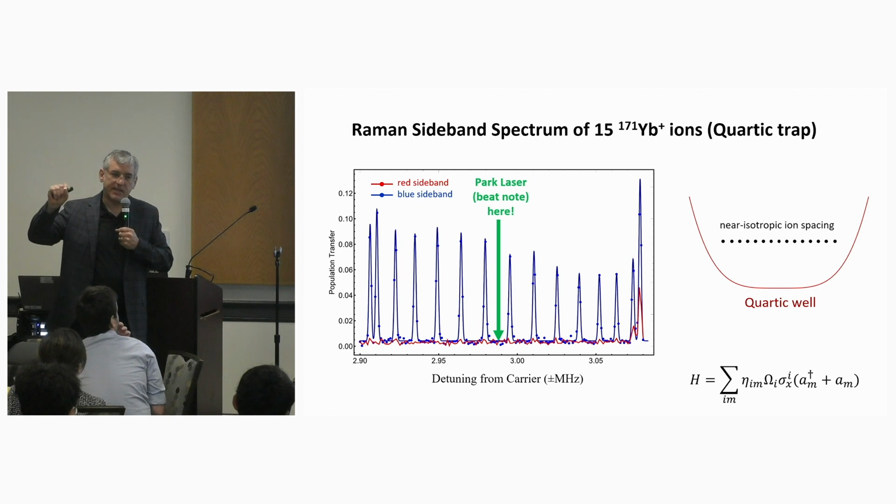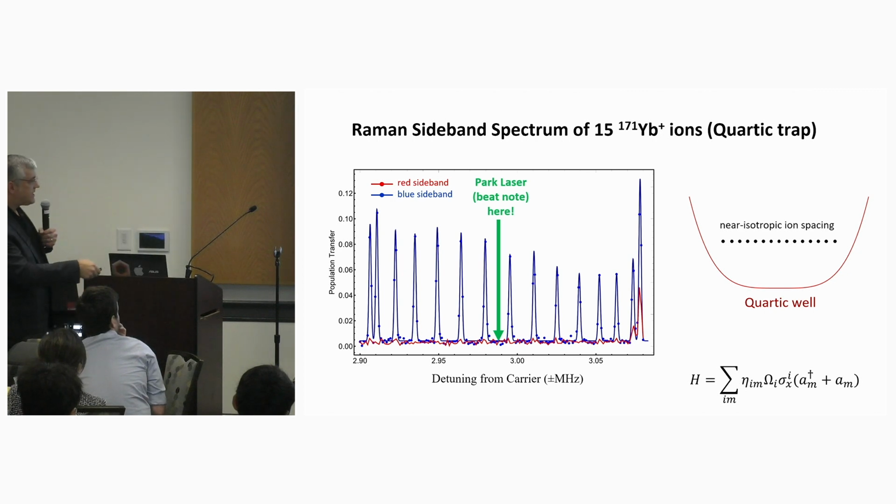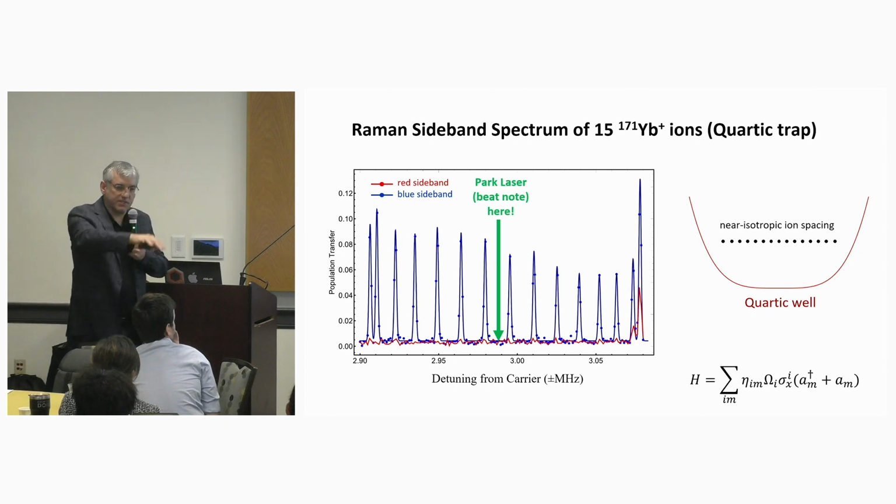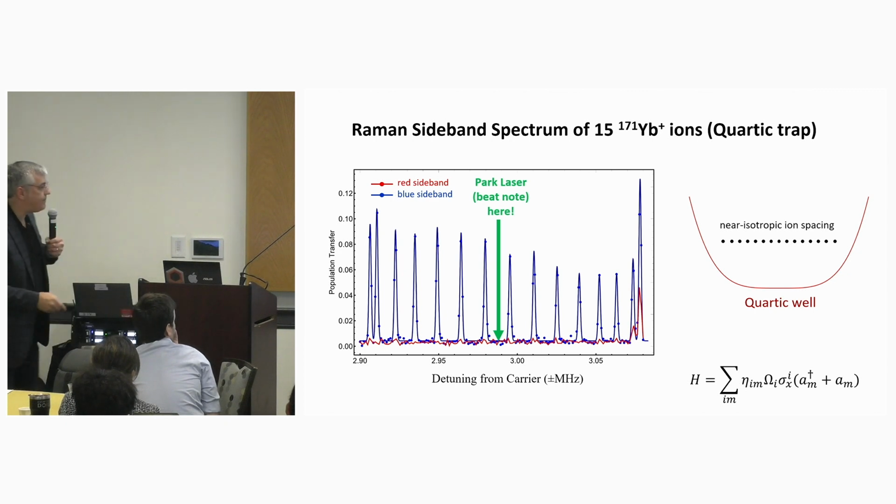If you're in the ground state, you can't go to -1, except for this center of mass mode, which is a bad mode. That's a hot mode. It's a center of mass mode. It couples to noise. The other internal modes do not.